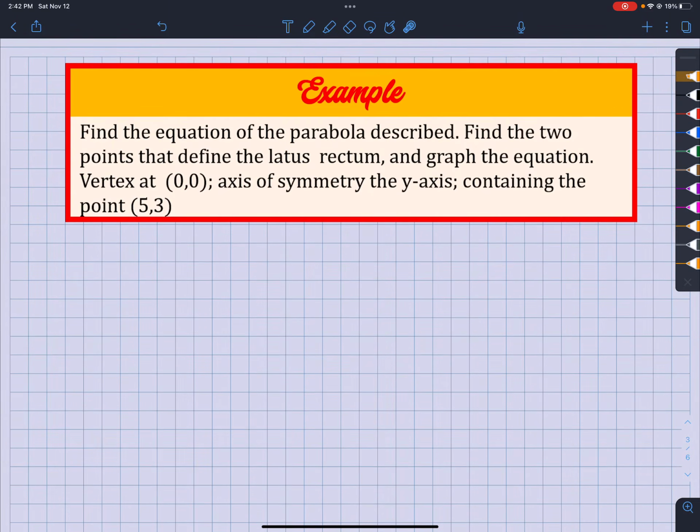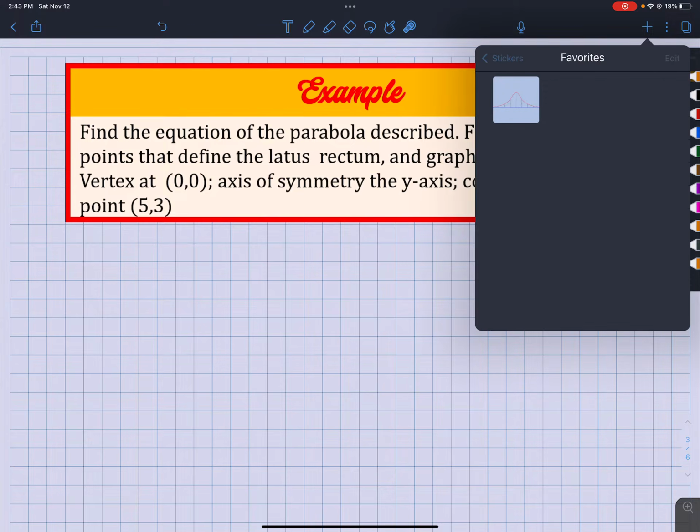So let's go ahead and jump into a problem. It says find the equation of the parabola described. Find the 2 points that define the latus rectum. The graph, the equation. Vertex is at 0, 0. Axis of symmetry is the y-axis, containing the point 5, 3.